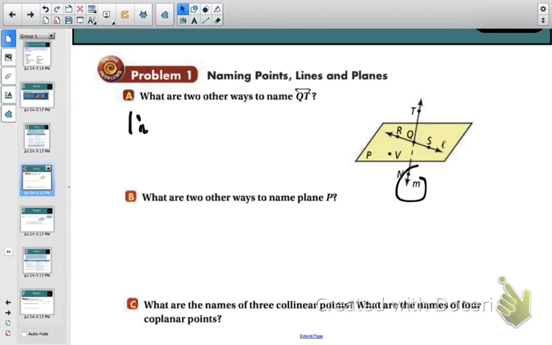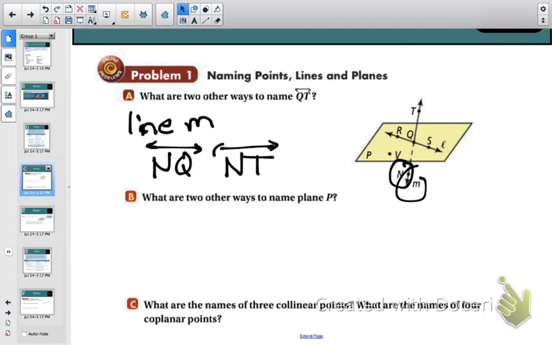So we could say this is line M. We could also just use this N point here. We could say it's NQ because both of those points are on the line. We could also say it's NT. Or you could reverse those and say it's TN or QN, or you could say TQ.